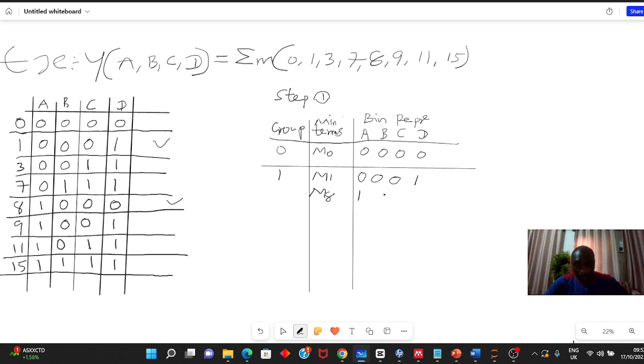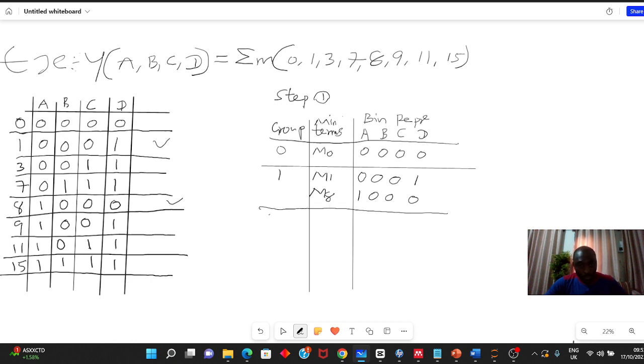1, 0, 0, and then zero. Right? So this will form our group of one. So you check again. I think we just have that at M1 and M8. Right? We can still check and see. I think it's just M1 and M8.